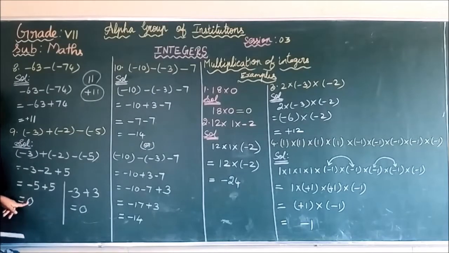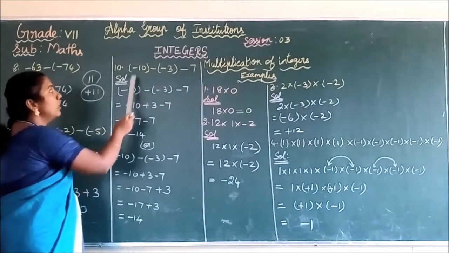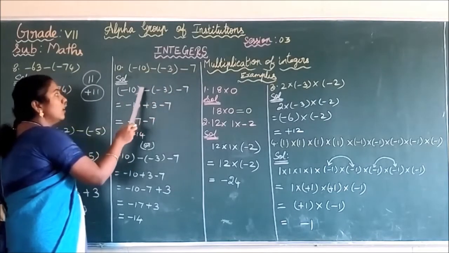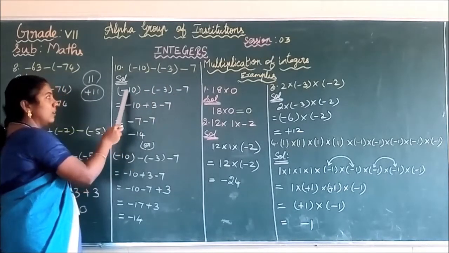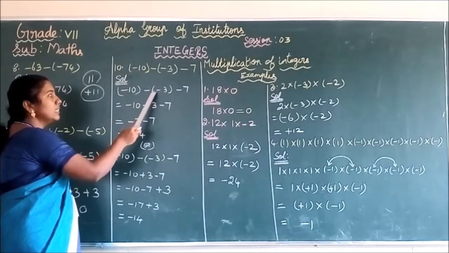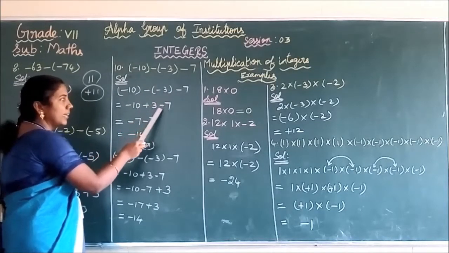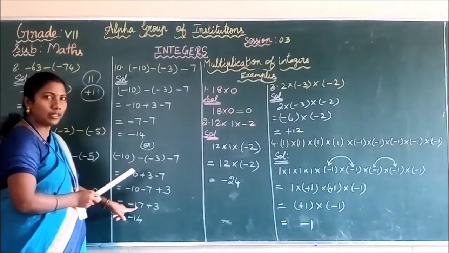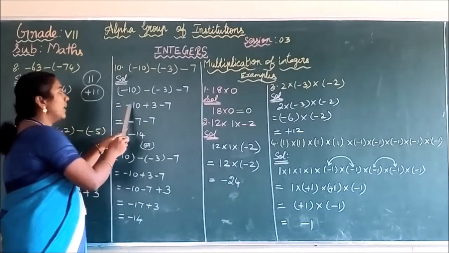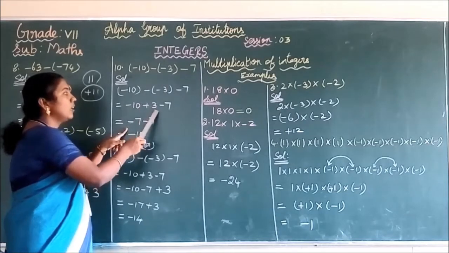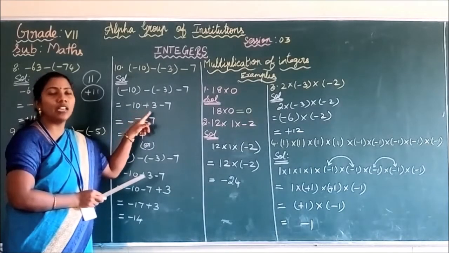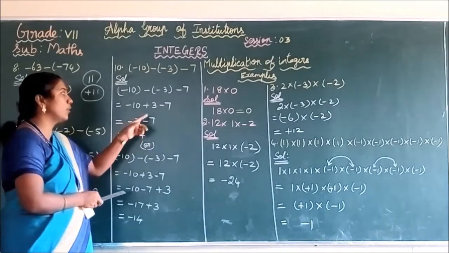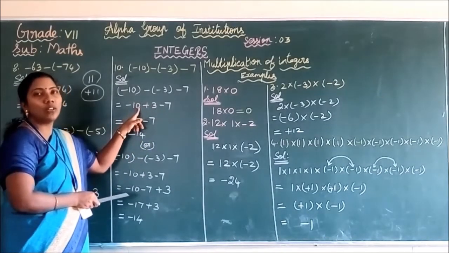It's clear, children? Okay. Next, see one more example. Minus 10 minus minus 3 minus 7. Now we are going to remove the bracket. Minus 10 minus into minus plus 3 minus 7. It's clear, children? You can also do this sum by another method. Okay. First see this method. Minus 10 plus 3. According to rule 2, the given two integers are in different signs. So you have to subtract the smaller number from the larger number. So you have to subtract the 3 from 10. What is your answer? 7.